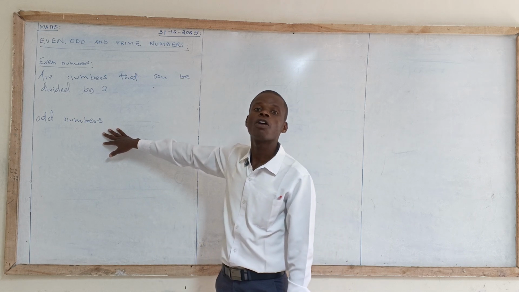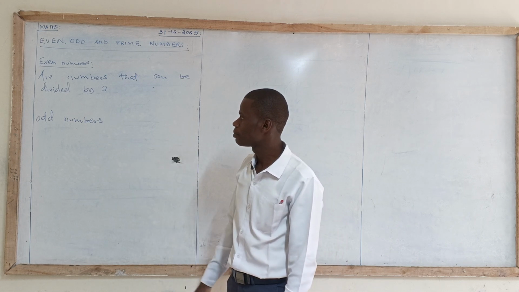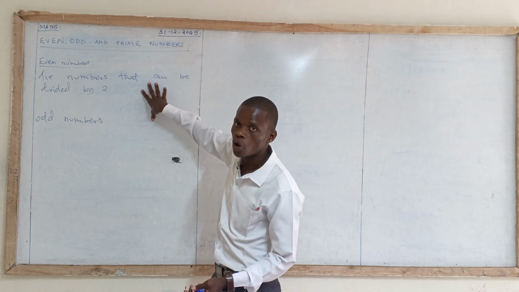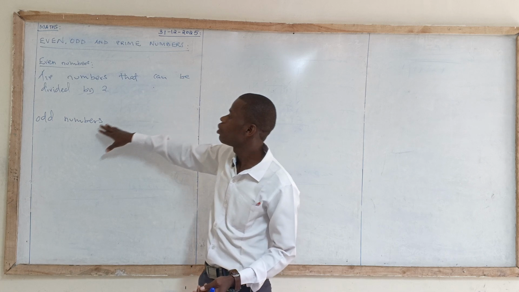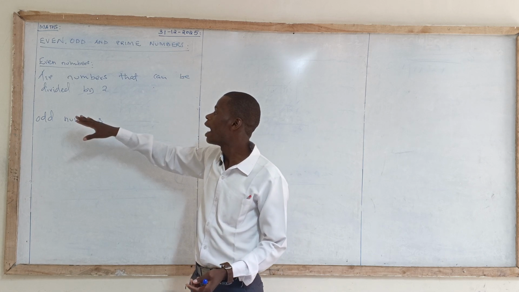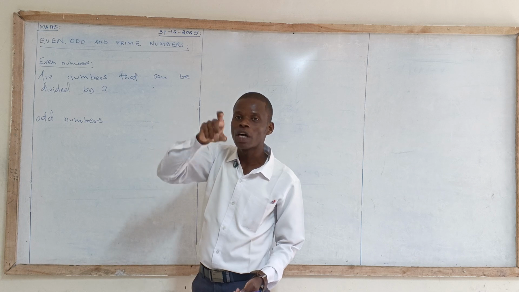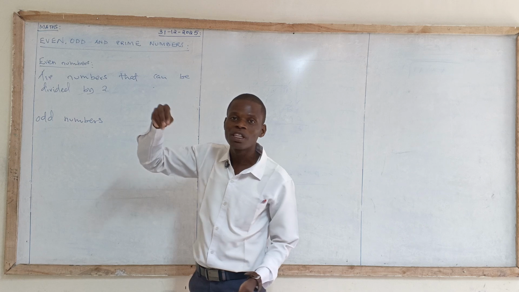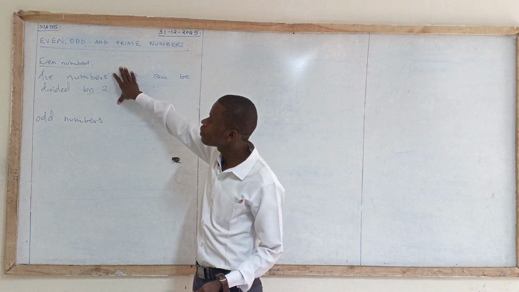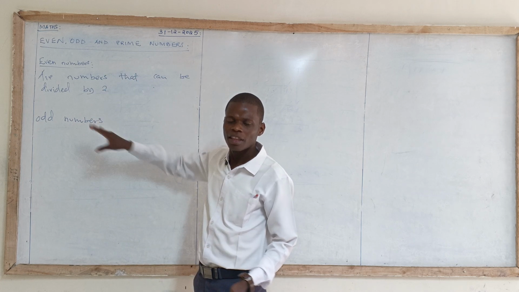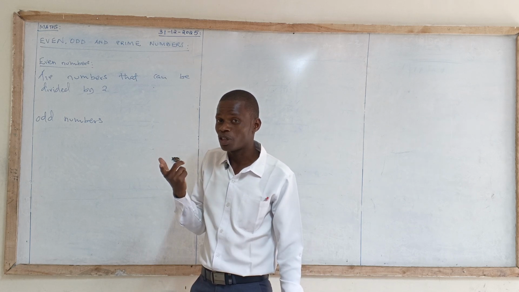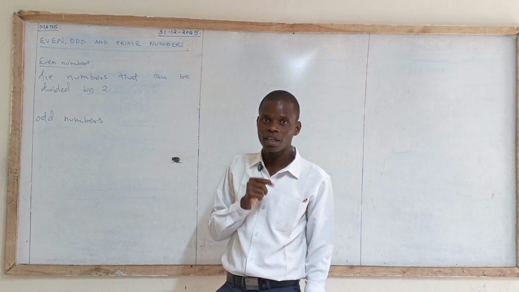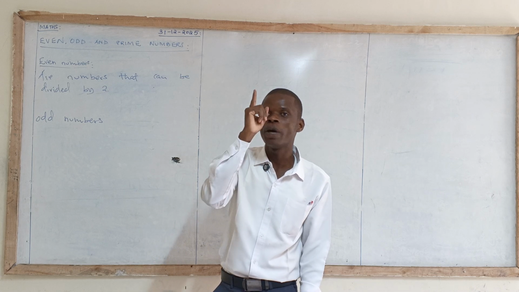Odd numbers. What are odd numbers? The opposite. We say that if even numbers are numbers that can be divided by 2, or numbers that 2 can divide, then odd numbers are numbers that 2 cannot divide. Or we can say that they cannot be divided by 2. So the opposite of even numbers are odd numbers. Then, we are always curious. What if we take an odd number and divide it by 2? What will happen? There is a remainder, and the remainder is always 1.